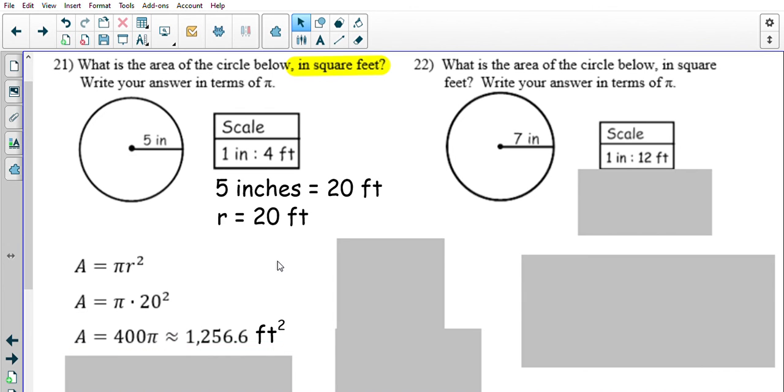My area is going to be 400 pi. That's going to be about 1,256.6 feet squared. I did round to the nearest tenth. It did ask for our answer in terms of pi, so either one of these is fine.